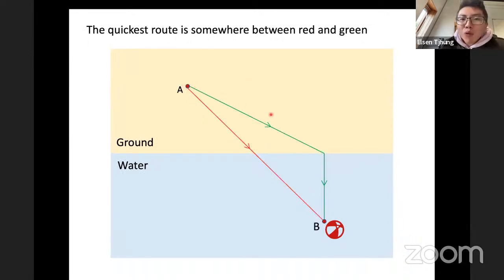So the quickest route is actually somewhere between the red and the green. So the quickest route is actually in between these two extremes. You have one extreme, which is the red, and then another extreme, which is the green. In the green route, you have the shortest swimming distance, but the longest running distance. So this might not be the optimum time, but the optimal time is somewhere in between the red and the green. For example, the black route is an approximation of the optimal path to go from A to B. You have a little bit longer running distance and a little bit shorter swimming distance. So this is a compromise between the two.